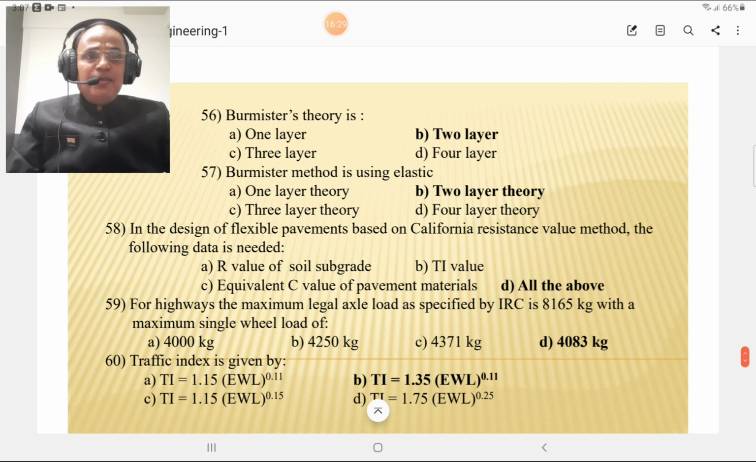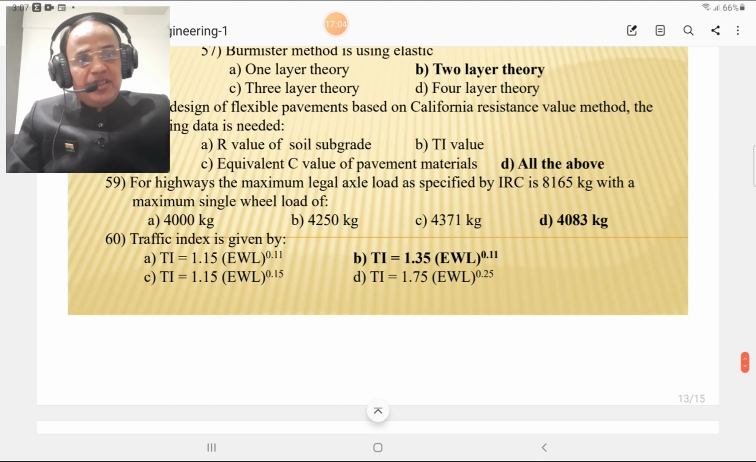In the design of flexible pavement based on the California resistance value method, the following data is needed: R value of soil subgrade, TI value, equivalent C value of pavement material. In such a case, all of the above is the correct answer. For highway, the maximum legal axle load as specified by IRC is, as discussed earlier, 8165 kg with a maximum single wheel load of 4083 kg. The traffic index is given by TI is equal to 1.35 into bracket EWL raised to 0.11. So you must remember these formulas.